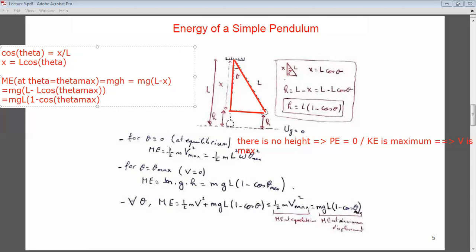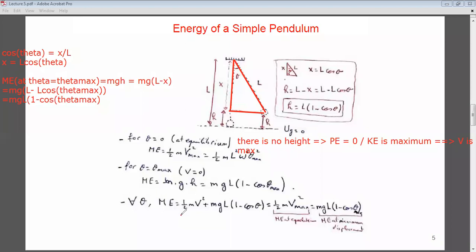Mechanical energy at equilibrium is half mv maximum squared. Mechanical energy at theta maximum is mgl into 1 minus cosine theta maximum. For every other theta, there are two components, the kinetic energy and the potential energy. So I have half mv squared plus mgl into 1 minus cosine theta. It is not theta maximum anymore.